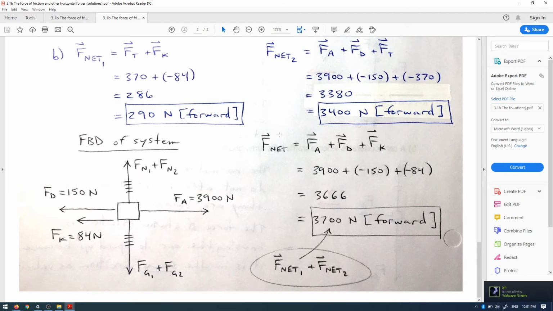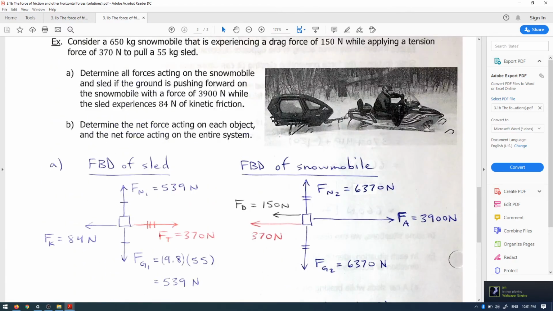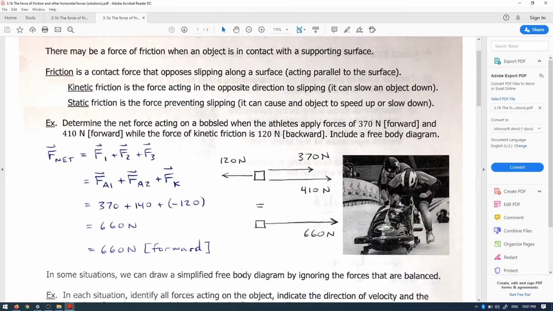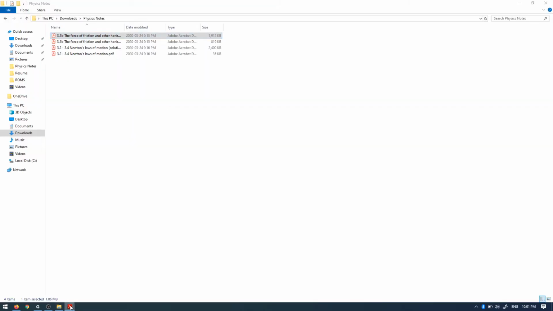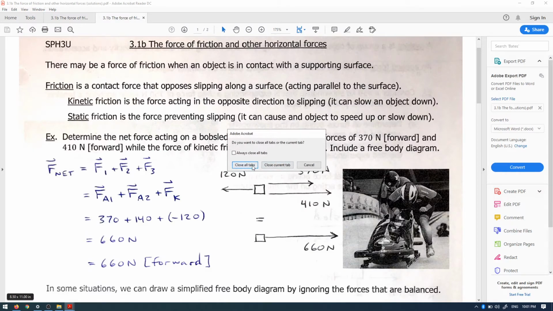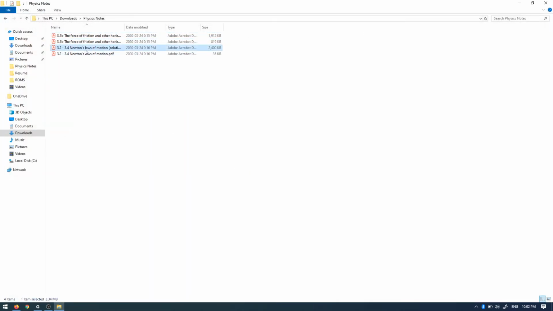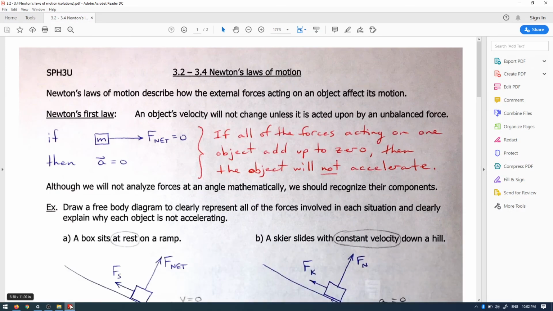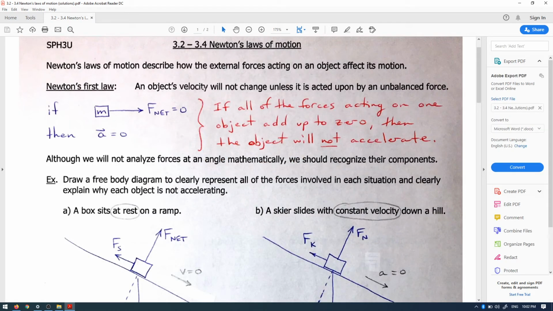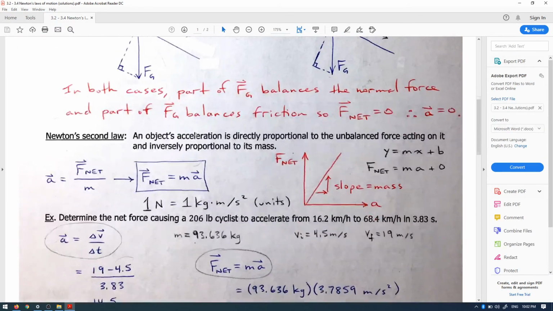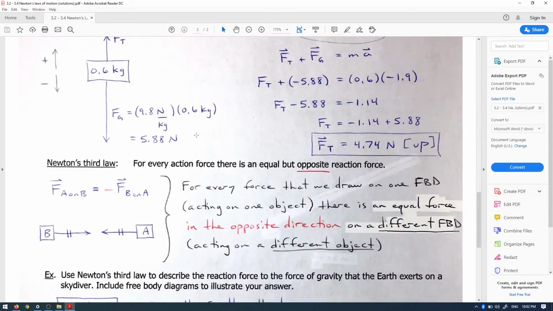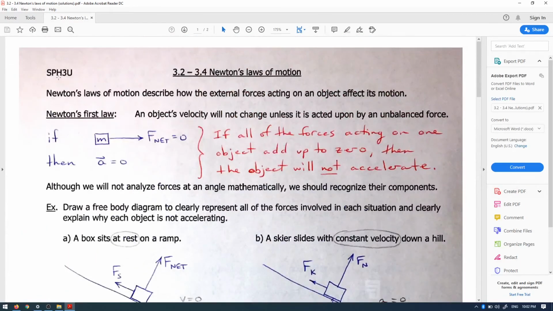So basically, that is, in a nutshell, how to calculate the net force on a system or a single object, right? So now we're going to talk about Newton's laws. Okay, so I'm going to close these documents. And I'm going to open up Newton's laws of motion. Okay, so for Newton's laws of motion, there are three main laws. There's Newton's first law, there is Newton's second law, and there's Newton's third law. Okay, so we're going to start with Newton's first law.